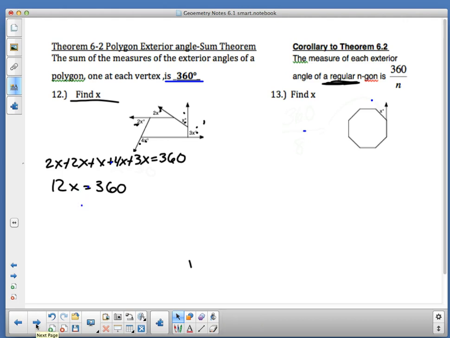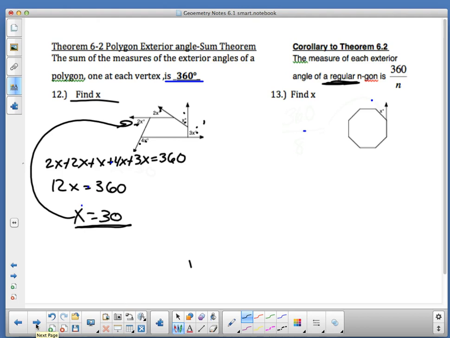X is equal to 30. Now keep in mind, I can take that 30, plug it in, and find that this is 60, that this is 60, that this is 30, that this is 90, that this is 120. More importantly, the interiors: 60, 120, 120. If this is 30, this is 150. That's 90, so is that. Crazy, I can find the interiors based on my exterior angle values.